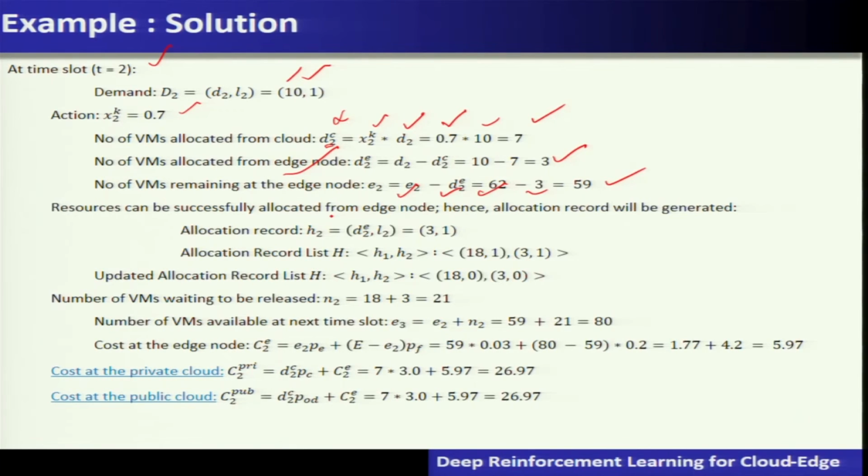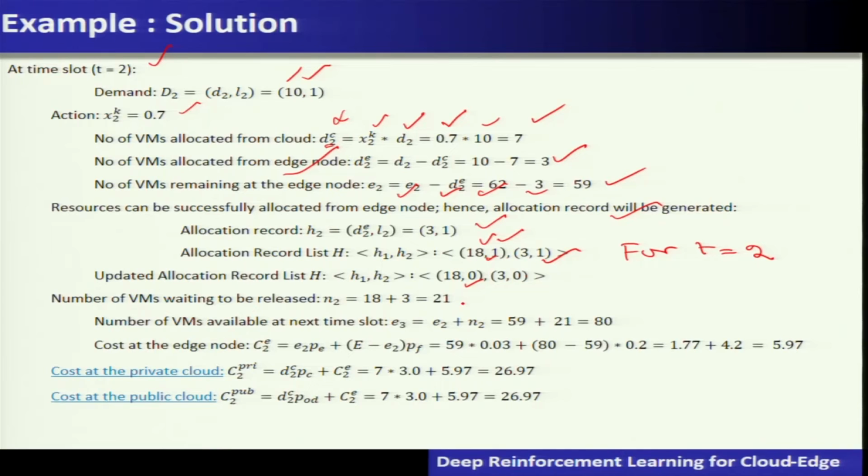So resources can successfully be allocated from the edge node, hence the allocation record will be generated, in this case 3.1. Now an updated allocation record will be here for the second time slot, for t equal to 2. The first demand requires resources for 2 time slots, so the remaining is 1, and this new one is 3.1. So the updated allocation record will be 1.0 and 3.0 for the next time slot.